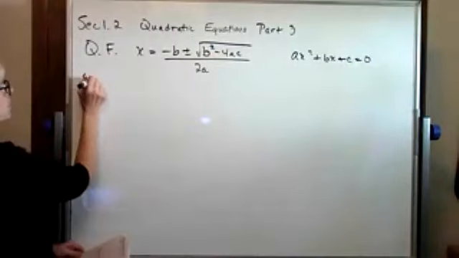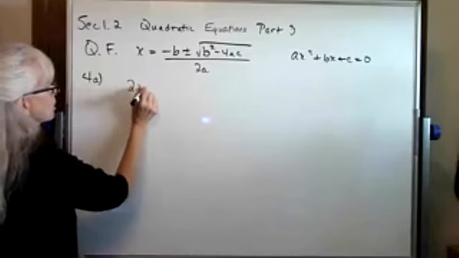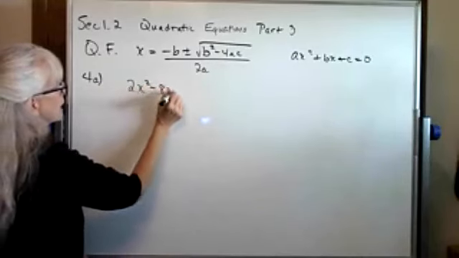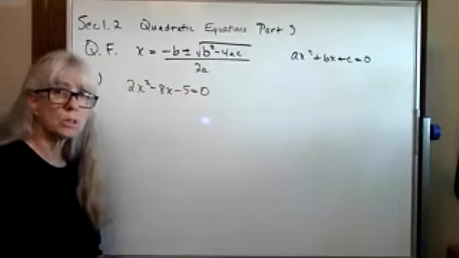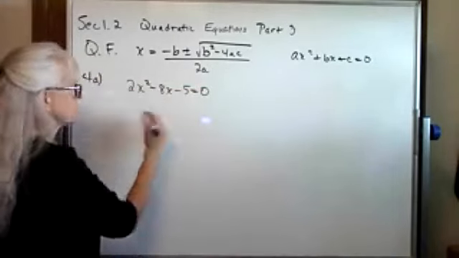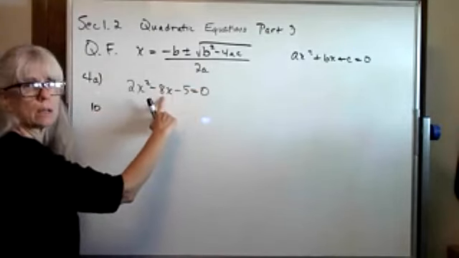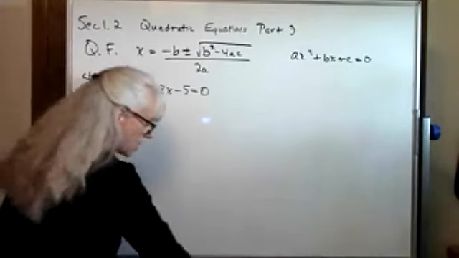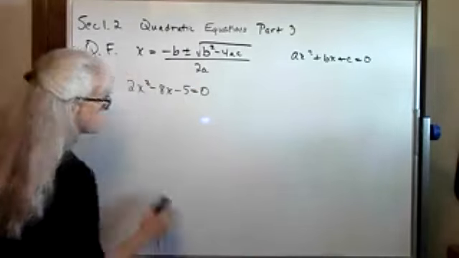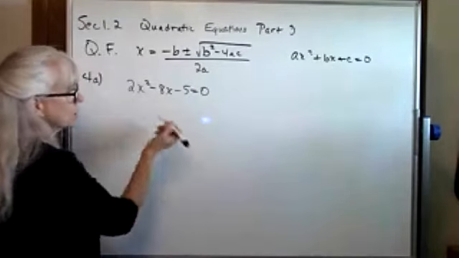This is example 4, part A, and our quadratic equation is 2x squared minus 8x minus 5 is equal to 0. What I would do first is check: 2 times 5 is 10. I'm looking for factors of 10 that subtract to 8. Well, there aren't any. The factors of 10 are 10 and 1, and 2 and 5. They do not subtract to 8. So it's not factorable. I would either have to complete the square, which would be a little ugly, or I could use the quadratic formula.